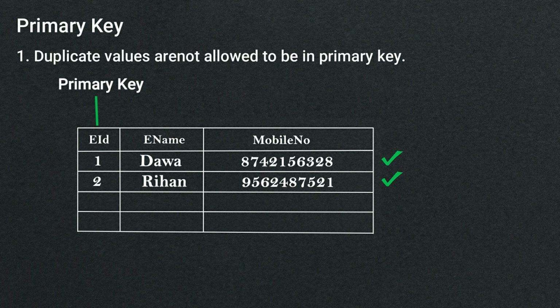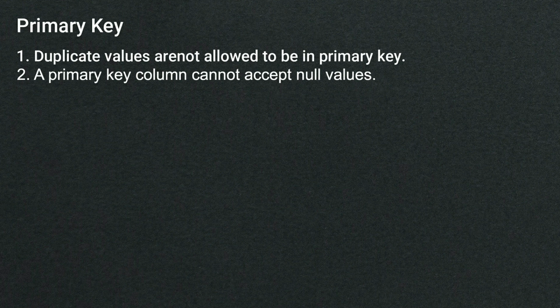This was the first feature of the primary key: duplicate values are not allowed in a primary key. And the second is that a primary key column cannot accept null values. That is, you cannot leave the column blank. You have to insert some value in it, otherwise it will not accept. So let's understand this also through the table.